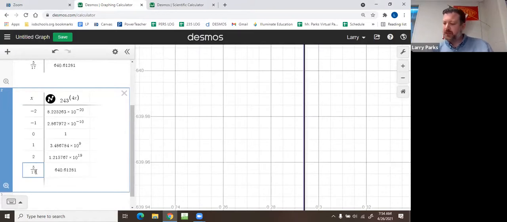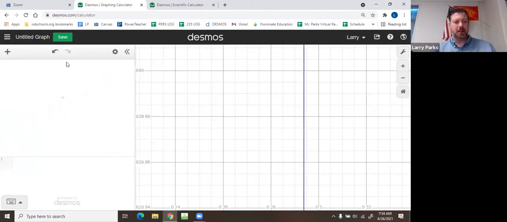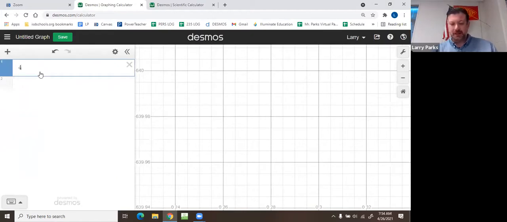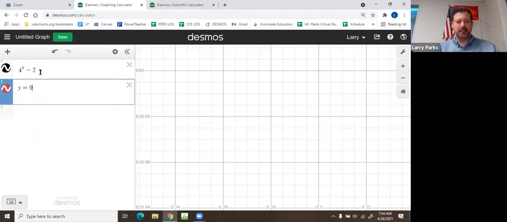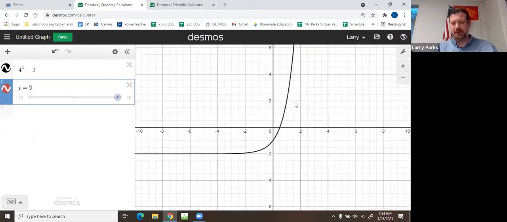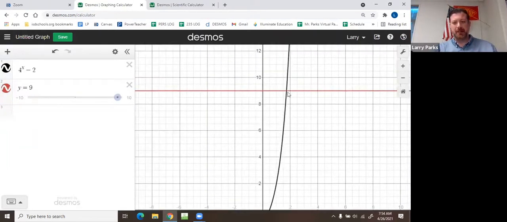Now the next one is 4 to the x minus 2 equals 9. Four to the x minus 2, and then y equals 9. So this one's probably easier to solve graphically. It's 1.73. And if we have time, I'll show you how to solve that algebraically.